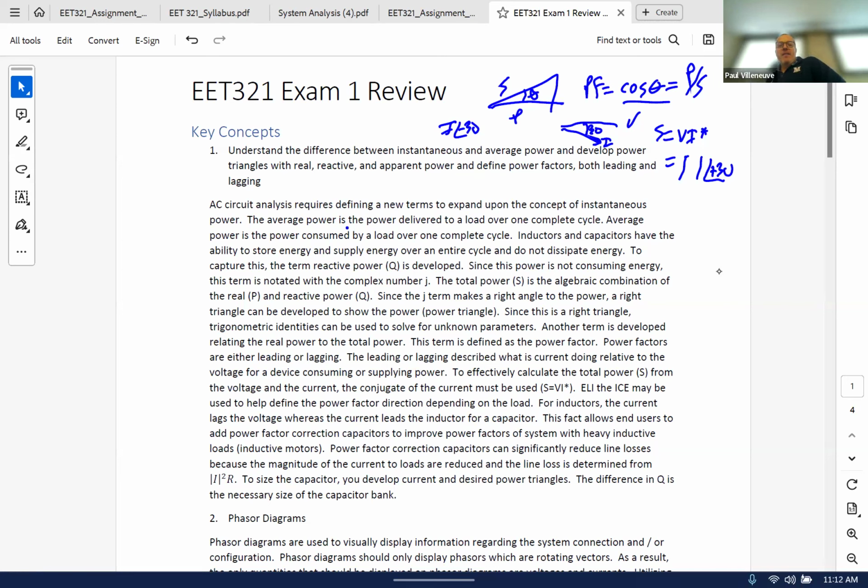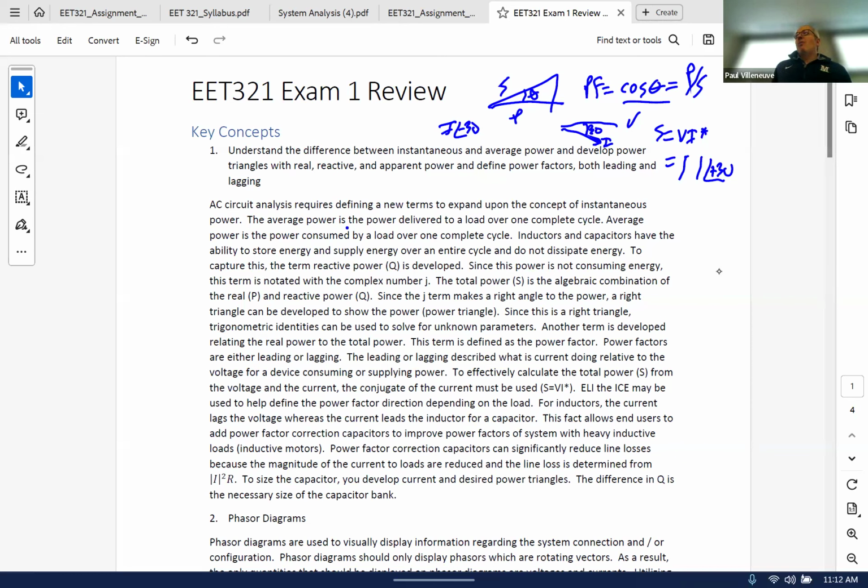So be very careful and make sure you highlight this if you include it in your cheat sheets: it's the magnitude of I, it's the magnitude of V. It is not I squared R, it's the magnitude of I squared. Everybody understand that? I'm trying to emphasize that because that's a common mistake.